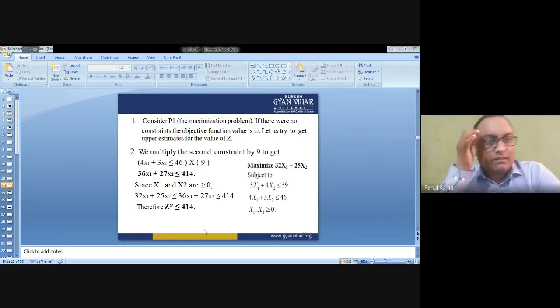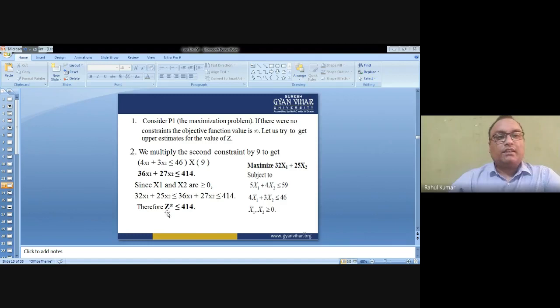Just note this down and we multiply the second term. Then the constraint is 36x1 plus 27x2 less than or equal to 414, since x1 and x2 are greater than or equal to 0 and the function is maximized. Just write 32x1 plus 25x2 subject to 5x1 plus 4x2 less than or equal to 59 and 4x1 plus 3x2 less than or equal to 46. These are the constraints.